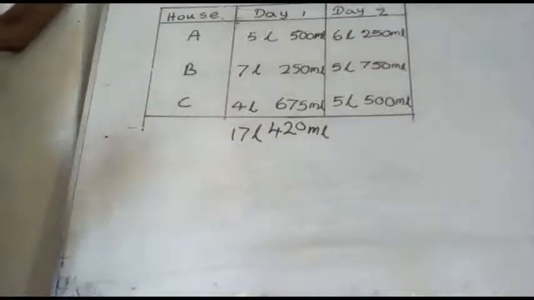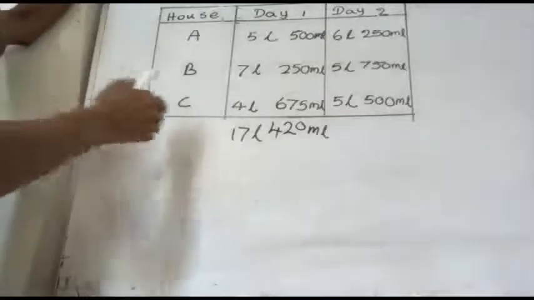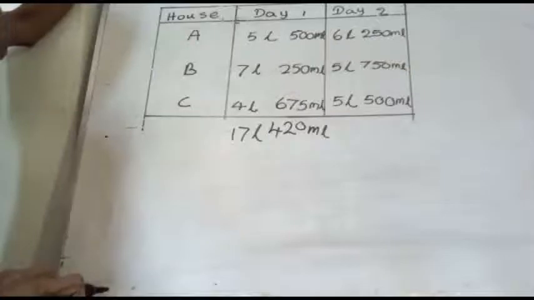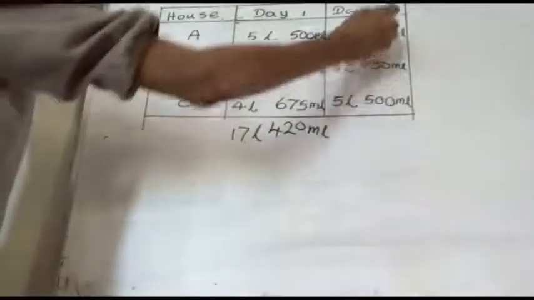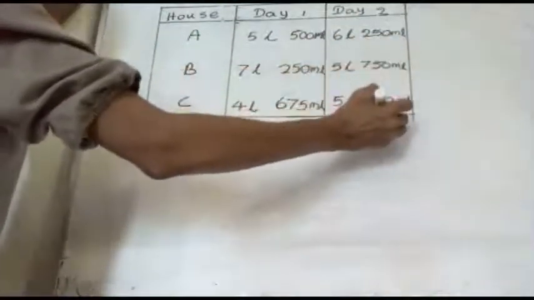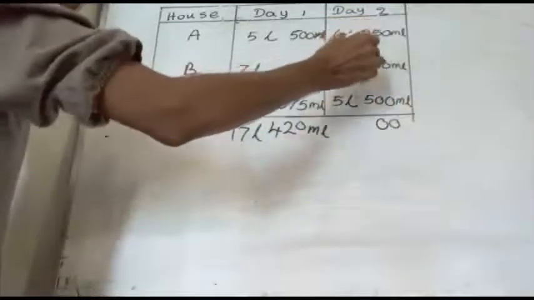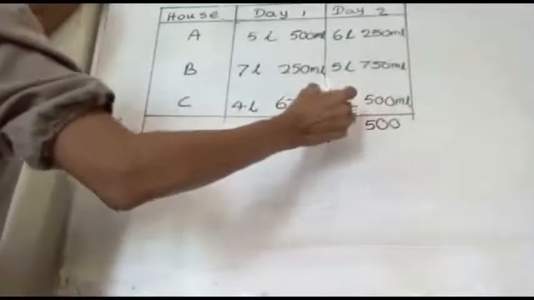Quantity on the first day from 3 houses. The quantity of milk collected from 3 houses on the second day. We add them. 0, 5 plus 5, 10. 10 plus 0, 0. Remaining 1. 1 plus 2, 3. 3 plus 7, 10. 10 plus 5, 15.